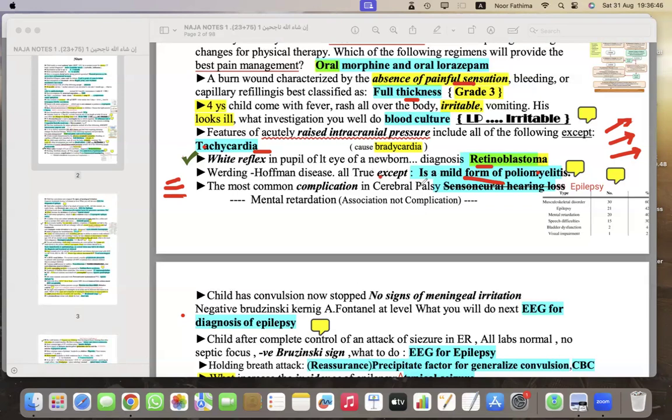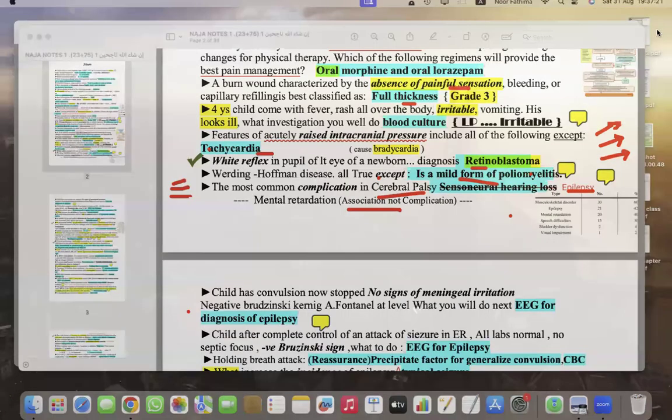The most common complication in cerebral palsy is epilepsy. Mental retardation is an association, not a complication. So epilepsy is the most common complication of cerebral palsy.